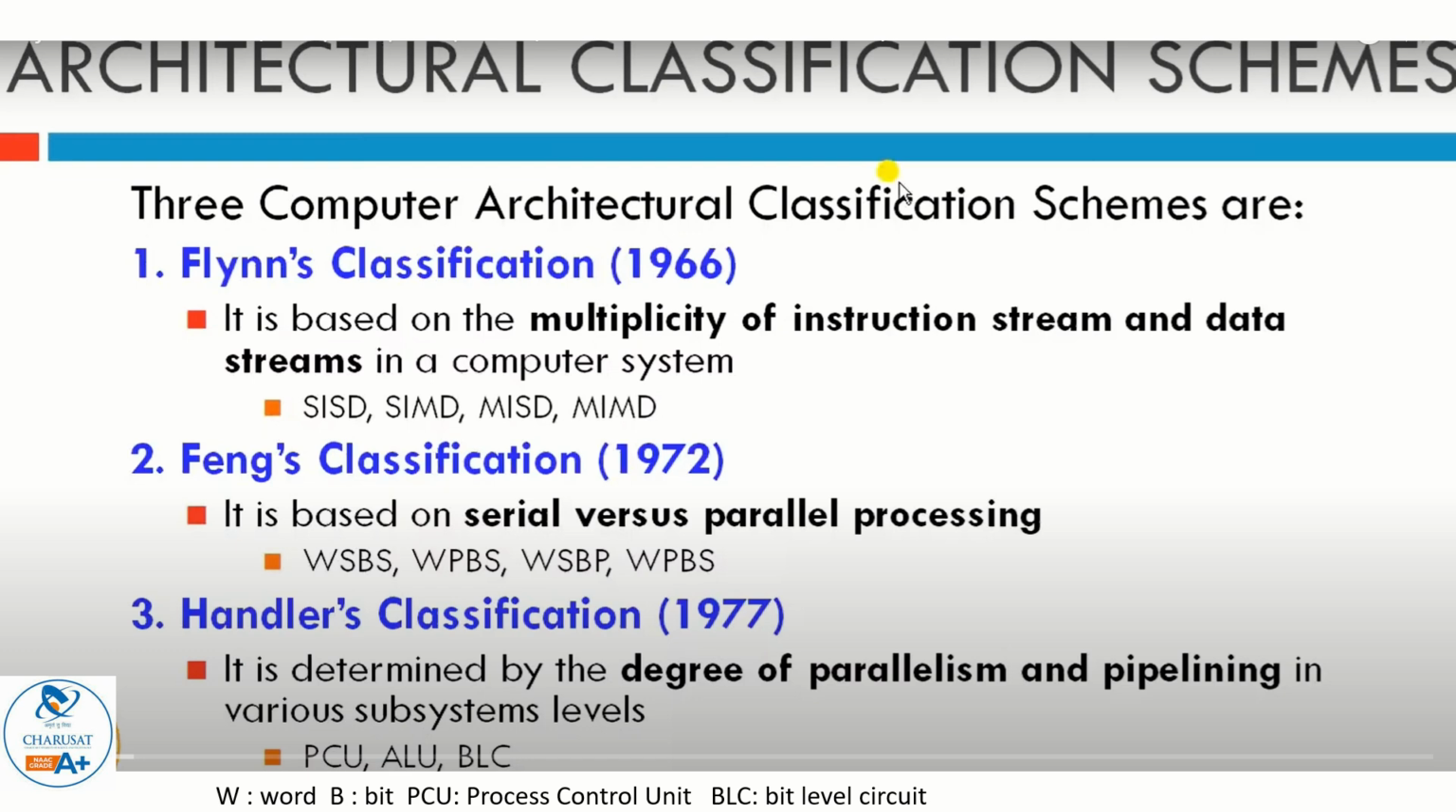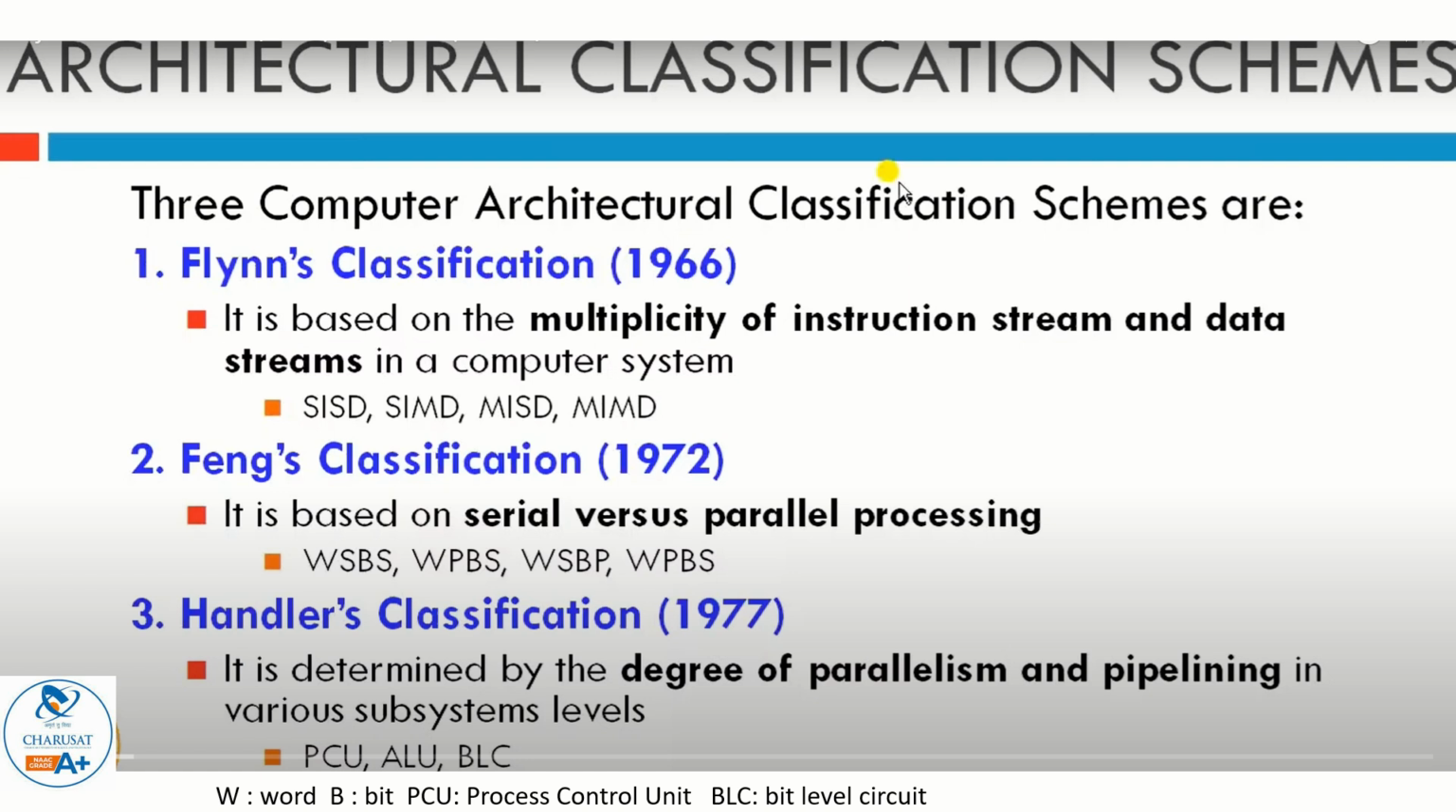So there are three total classifications in computer architecture. First is Flynn's classification, 1966. It is based on the multiplicity of instruction streams and data streams in the computer system. So what is meant by instruction stream and data stream? We will discuss further in this video. Examples of Flynn's classification are SISD, SIMD, MISD, and MIMD.